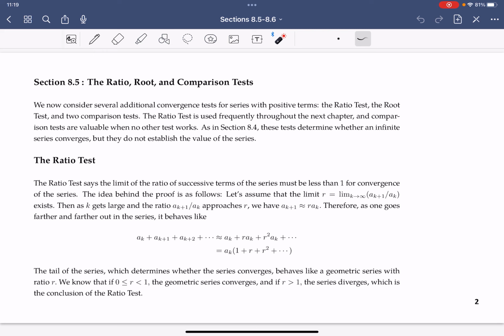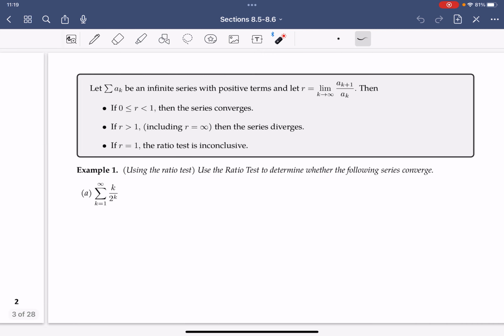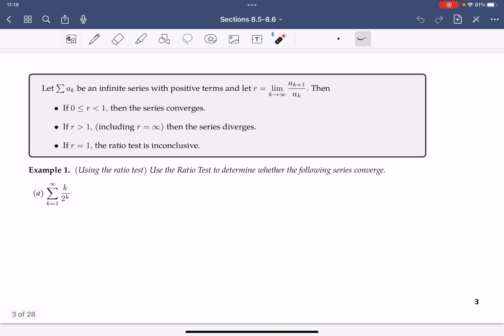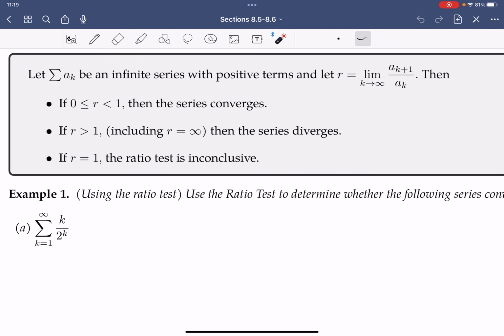So what is the ratio test? There is a theory behind the ratio test, but basically let me give you the statement of the ratio test first. You can move to page 3. Page 2 is just the idea; I'll come back to it later. So this is the idea of the ratio test.